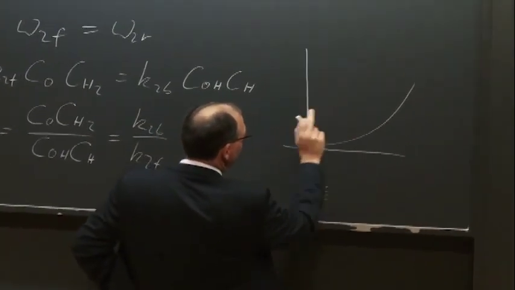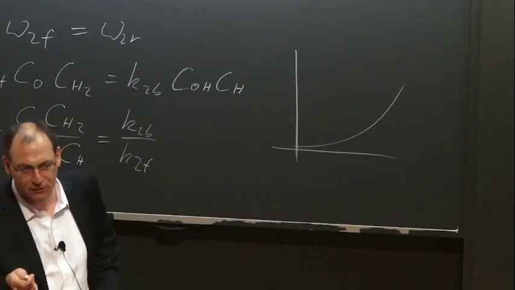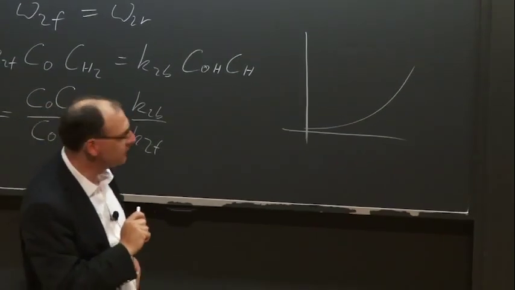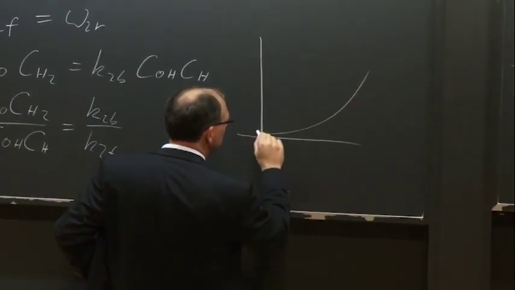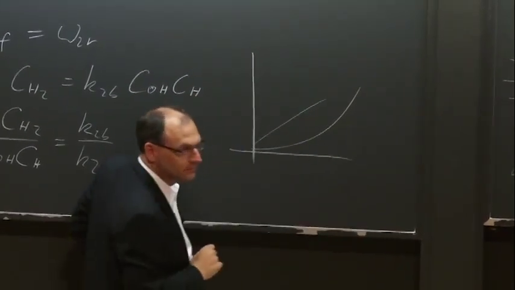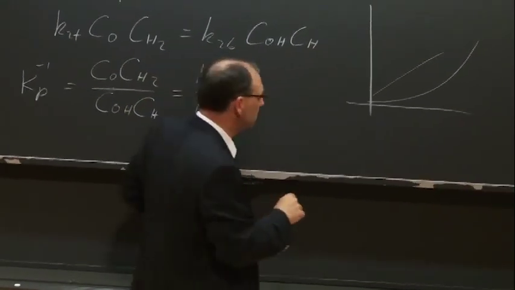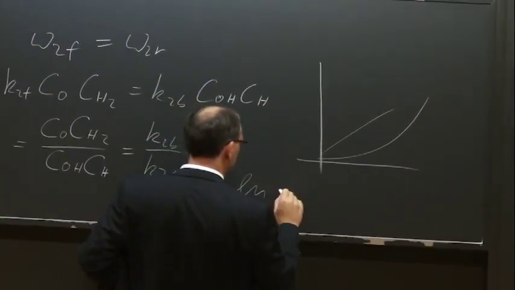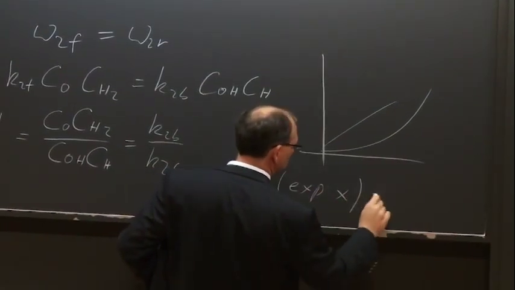Okay, exponential function. Now, how can you beat the exponential function? What if you take the ln of this? Take the ln of this. It looks like this. Okay? Exponential of ln of exponential of x is x, right?